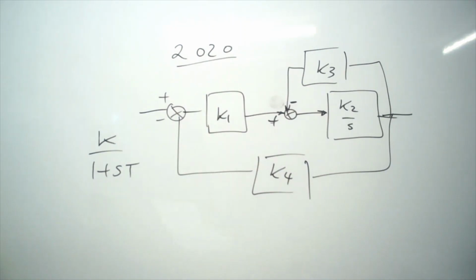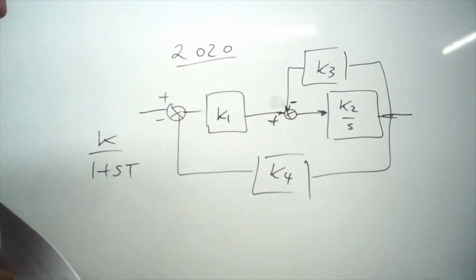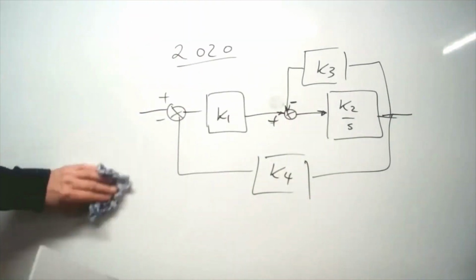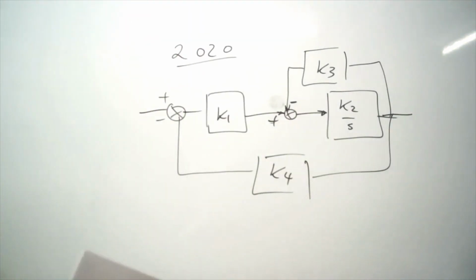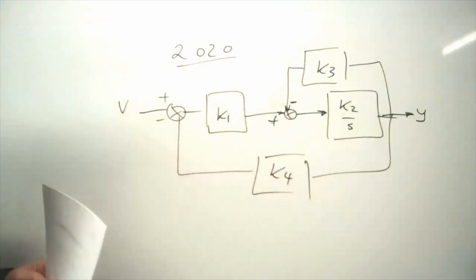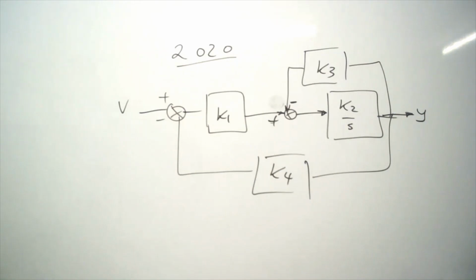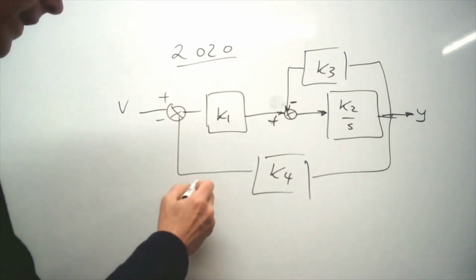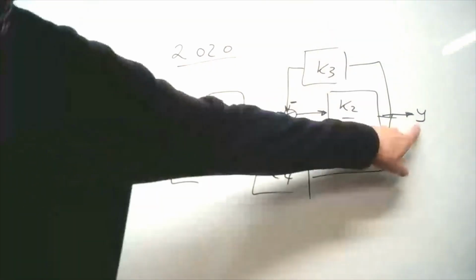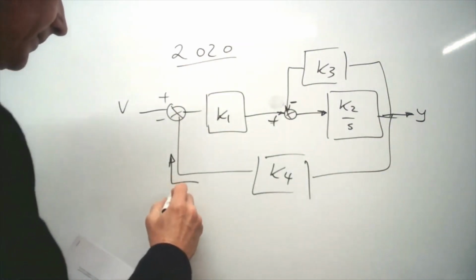So I'm going to do this now. It involves a bit of block diagram simplification. The first thing to do is to call that, say, V, and call that Y. Okay, that's V and Y, and then follow all the signals round. So that signal there will be this times that, so it'll be K4Y.